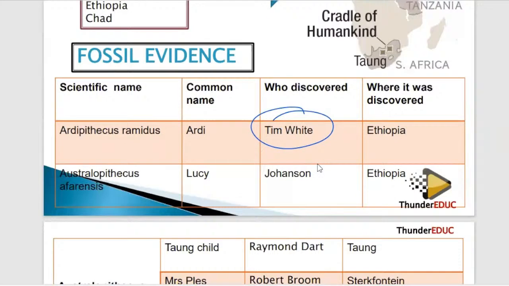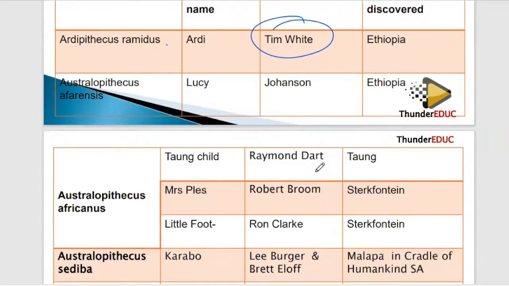So basically, Ardipithecus is Tim White in Ethiopia, and then Lucy. Who discovered Lucy? Lucy is Johanson, in Ethiopia. You understand? Johanson, Ethiopia. The first one and two, where were they discovered? In the country which was not colonized. You think about that country, and it's Ethiopia.